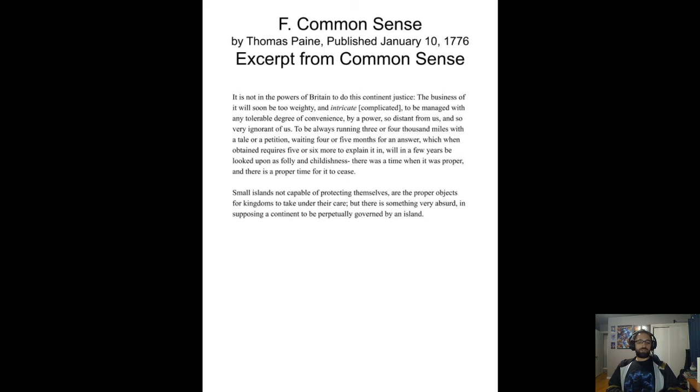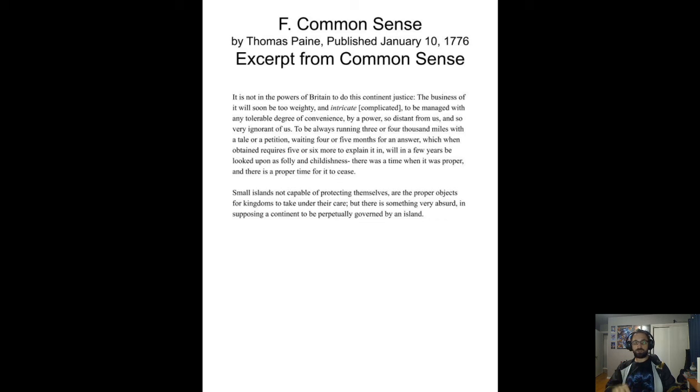So in this excerpt, Thomas Paine is basically saying, look, the way that the colonies need to be managed, it's soon going to be too complicated. It's going to be too complicated for Britain to be able to manage us with any degree of convenience. Basically saying, like, it's going to be too difficult for them to manage us. We're too far away, and we're too large.